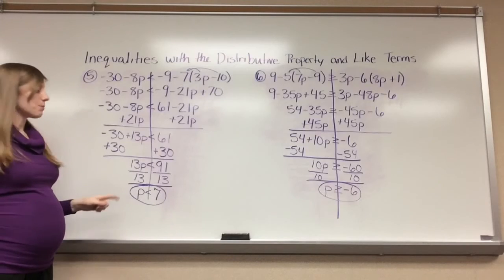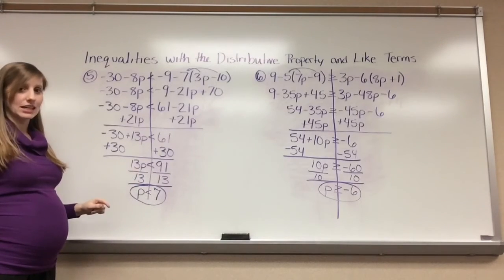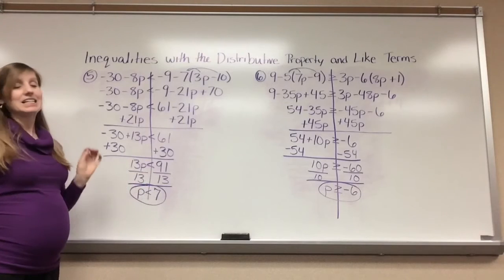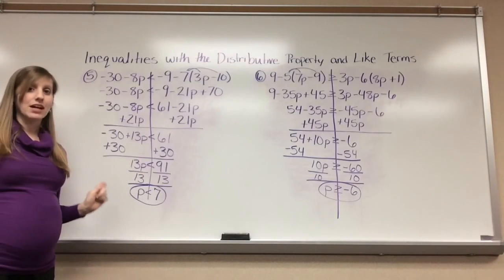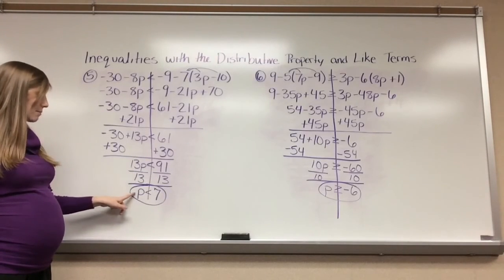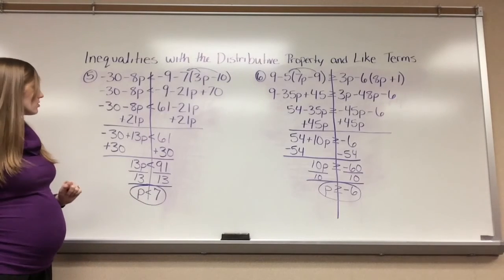And then my last step was to divide both sides by 13. So when I divide by 13, I did not flip the inequality because I divided by a positive amount. And I got p is less than 7 for my solution for number 5.